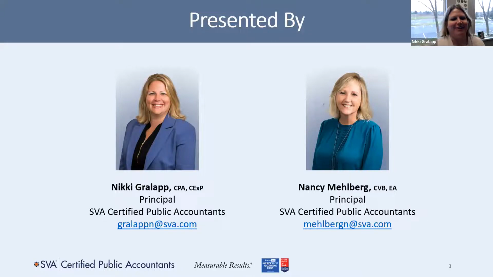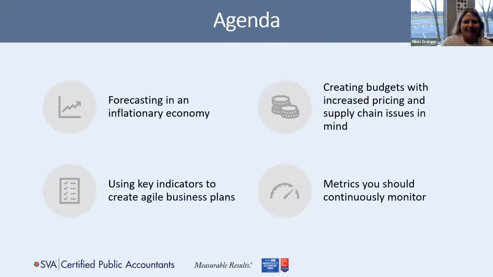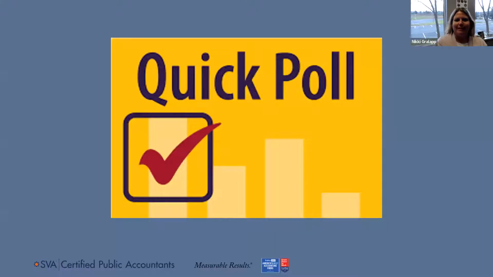Thanks, Lee. Looking forward to it. So today we're going to talk about forecasting in an inflationary economy, creating budgets with increased pricing and supply chain issues in mind, using key indicators to create agile business plans, and metrics you should continuously monitor. So with that, let's jump in and talk about forecasting and budgets. Oh, first we're going to do a poll question.